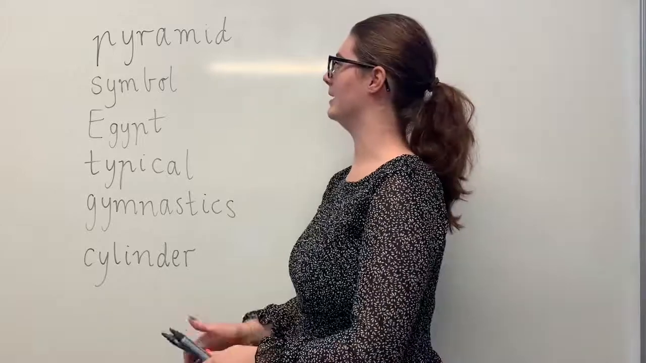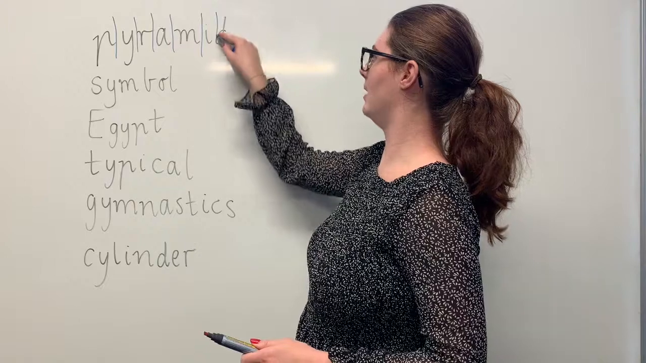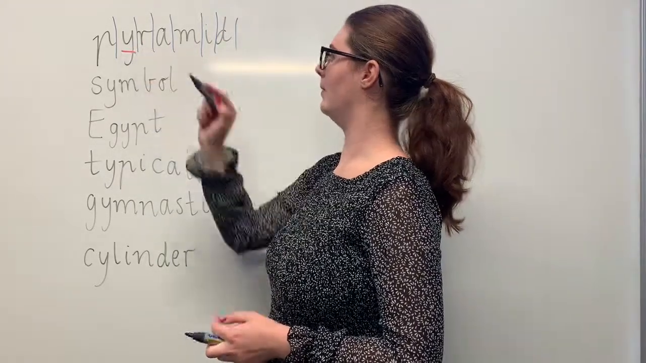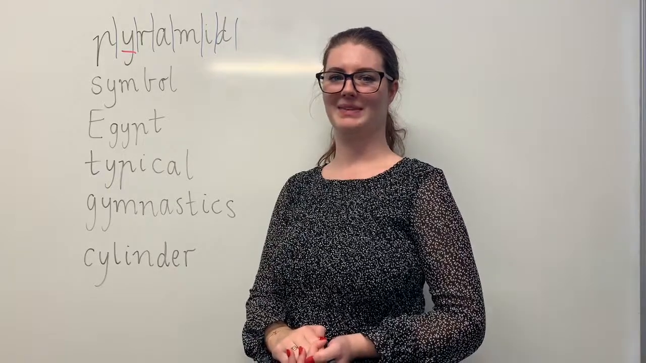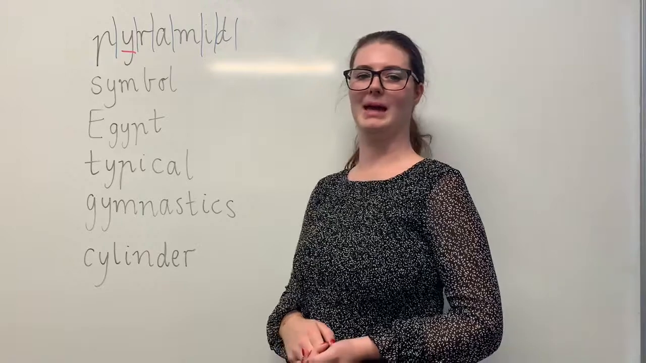The letters in pyramid are P, Y, R, A, M, I, D. The part we need to remember is the Y graph making the I sound. Can you teach it to me? Pyramid. P, Y, R, A, M, I, D.